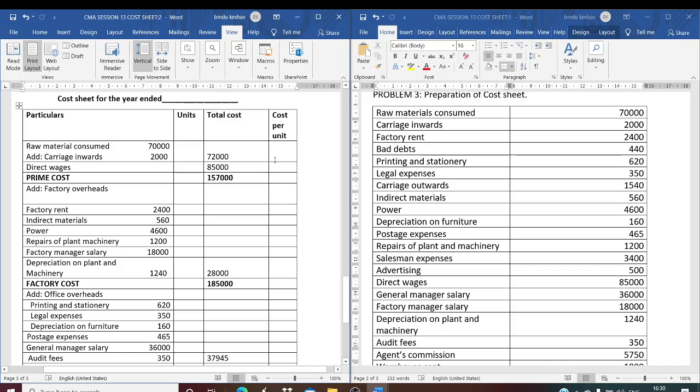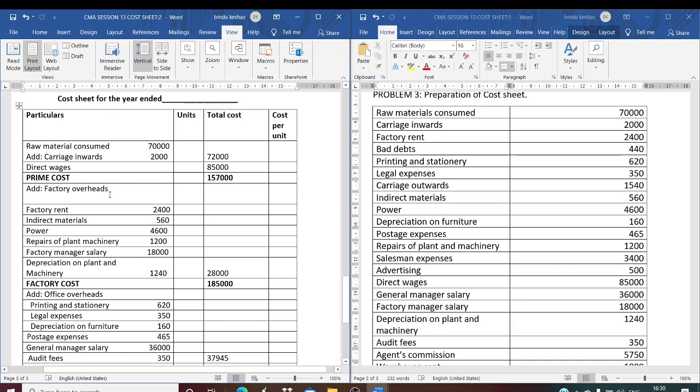We are not in a position to find out the cost per unit. Next comes the direct wages, 85,000. Direct expenses are not there. So the total of these two, direct materials and direct wages, is the prime cost, 1,57,000.